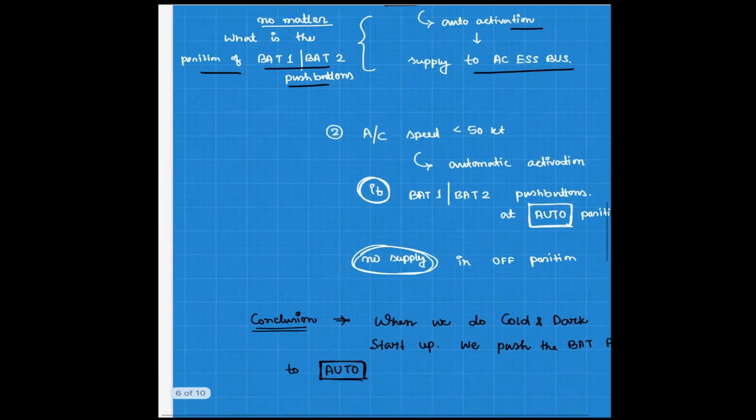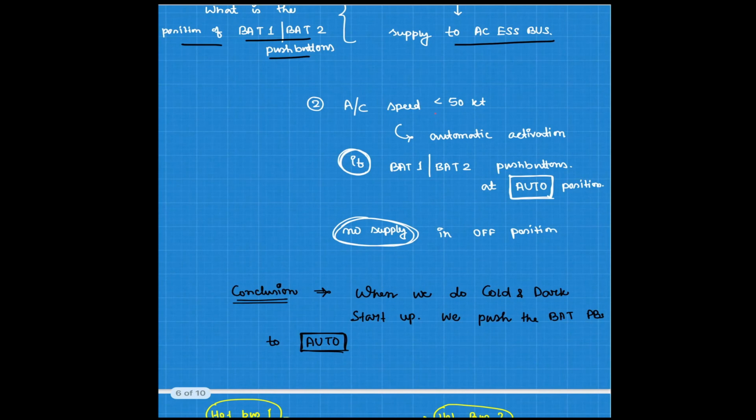Okay. Now the aircraft speed is below 50 knots. That is, you can say, when the aircraft is on ground or on taxi. So that also only activates if the position is on auto. So if the position is off, no supply will be there. Okay, so remember one thing, that the static inverter only supplies the aircraft electrical system when the switch is in the auto position.